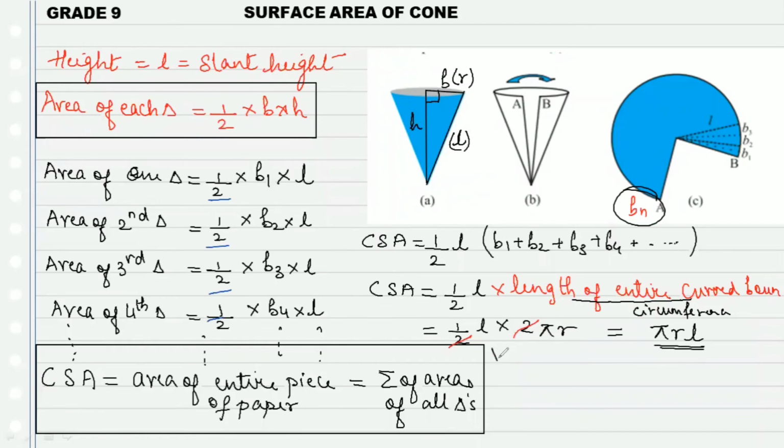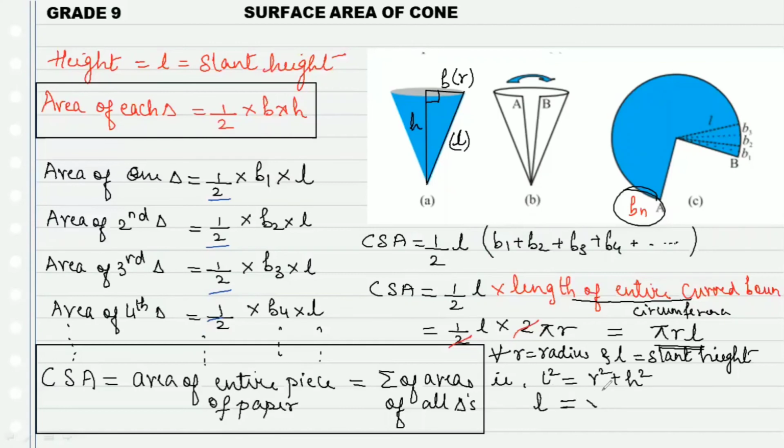So here R is radius and L is slant height. और ये slant height find कैसे करेंगे? Using Pythagoras theorem. That is, L square, hypotenuse square, will be R square, base square, plus H square, height square, right? And if we just have to find the value of slant height, the slant height will be under root of R square plus H square. I hope students you all are getting this, how to find the slant height.